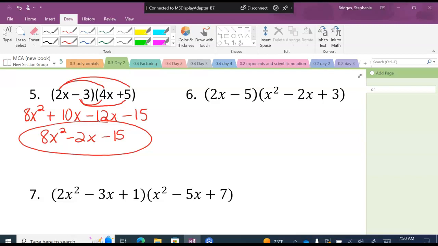to be multiplied by the x squared, by the other 2x that's in the second parenthesis, and also by the 3. And then you do exactly the same thing with that negative 5. We distribute it to the x squared, to the negative 2x, and to the 3. And then you're just going to combine all of your like terms, writing your answer in standard form.